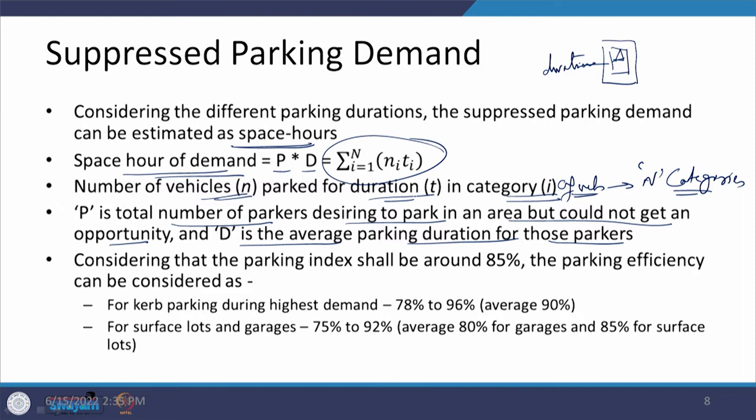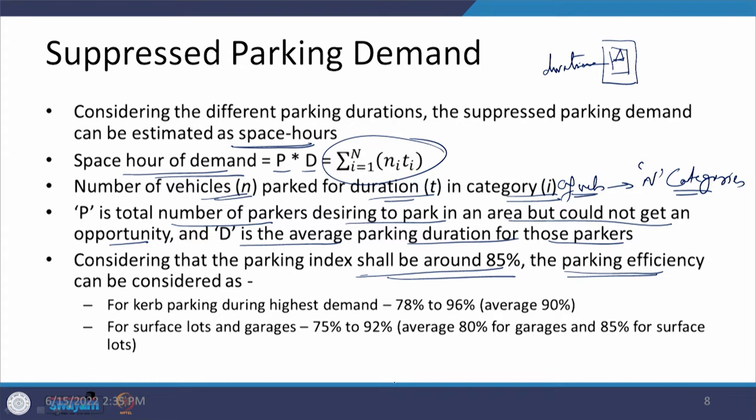Now, when we are considering this, another thing we have to keep in mind is the parking index, where we said that if 100% of spaces are occupied, then it is a 100% parking index. But we should not aim to have that. What we should aim for is that the parking index optimally should be around 85% at the maximum. That means it leaves 15% of spaces, which takes care of the occasional demand which may happen in that area. So, the parking efficiency is another factor which can be considered while trying to come up with the additional spaces that need to be provided in an area, so that the suppressed parking demand can be satisfied.